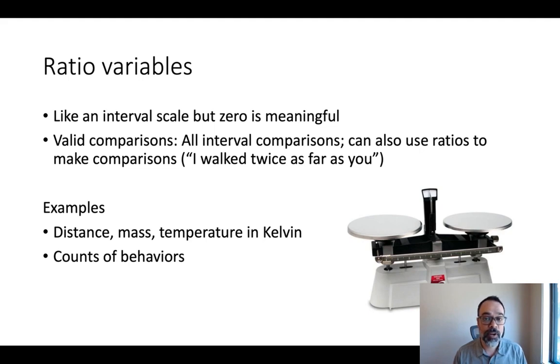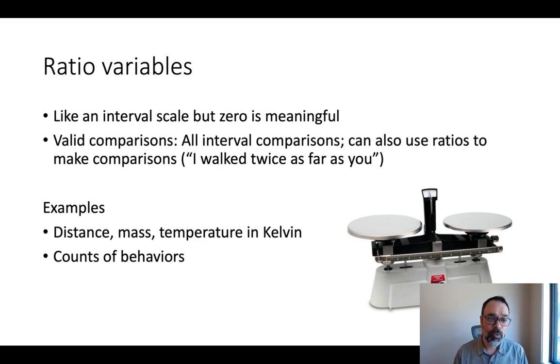The reason we can do that with ratio variables is because 0 is meaningful. 0 miles means 0 miles. Whereas if you think about that interval scale, there wasn't even a 0 on the scale, so it wouldn't have made sense to make that kind of comparison. A lot of physical measurements are ratio variables. Some examples are distance measured in meters, mass measured in grams, and temperature. When temperature is measured in Kelvin, it's a ratio variable because 0 Kelvin is absolute zero. It means no movement among the molecules. So those are ratio variables.